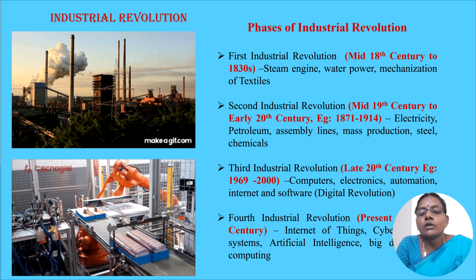The third industrial revolution consisted of the period of late 20th century, for example 1969 to 2000. During this period, we had the usage of computers, electronics, automation, internet, and software. And this is the period where we had the digital revolution.